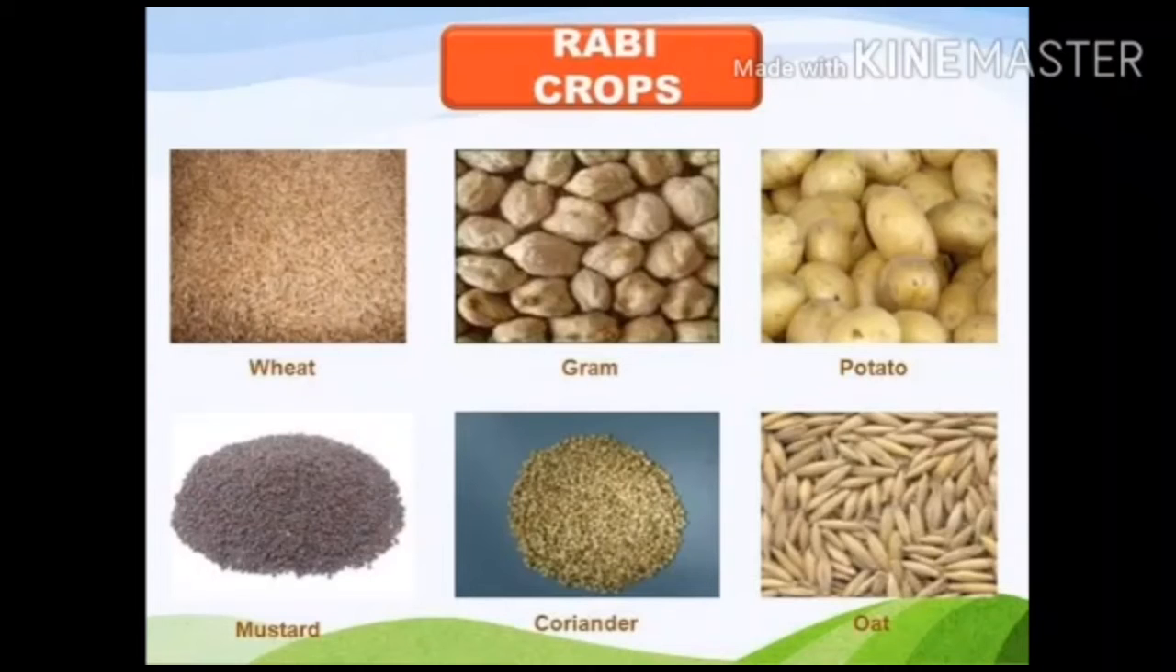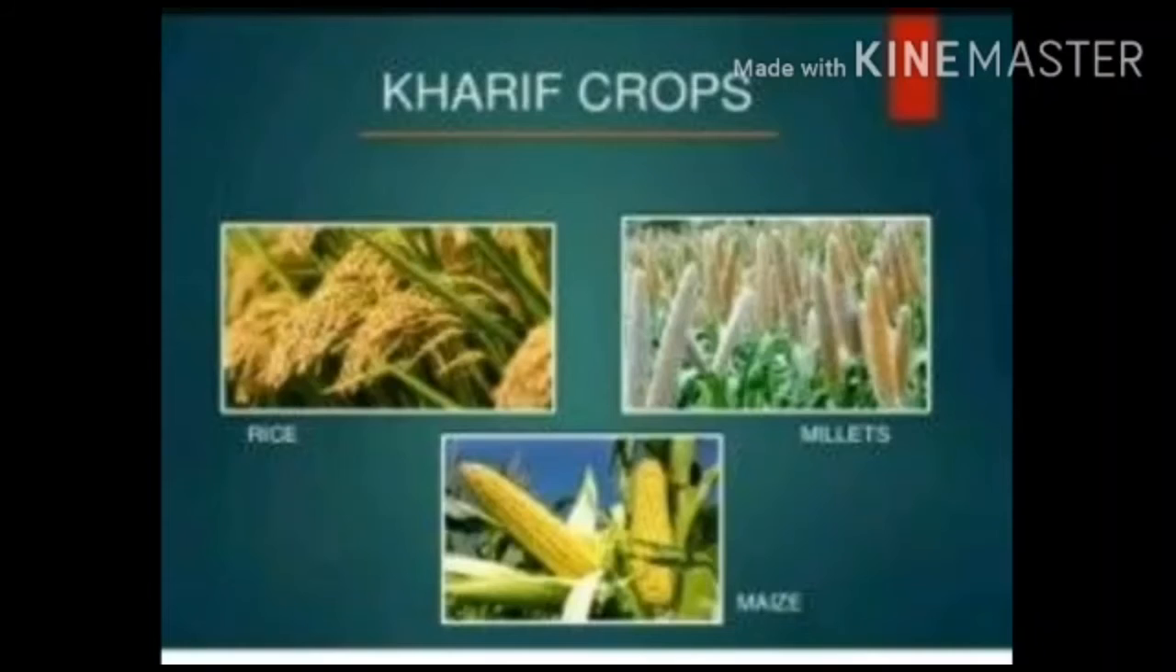So children, what about the rabi crops? The rabi crops are referred to as winter crops, while kharif crops are also referred to as monsoon crops. The kharif crops are sown during the monsoon season and are harvested during the late autumn, early winter.